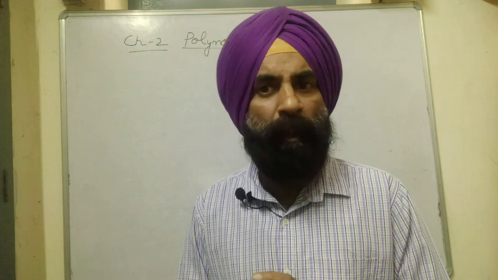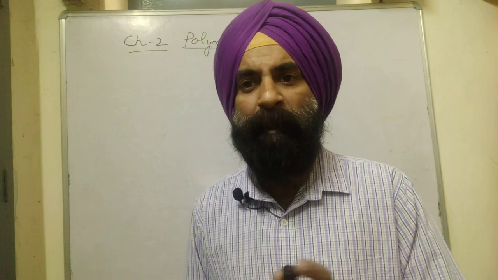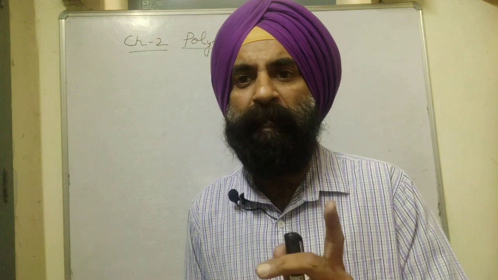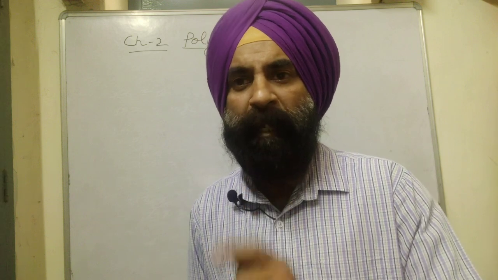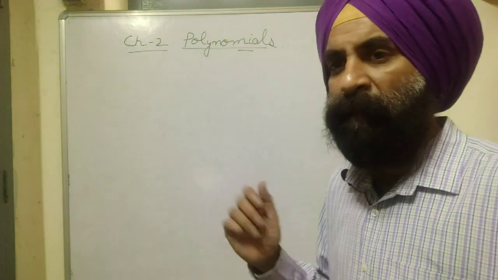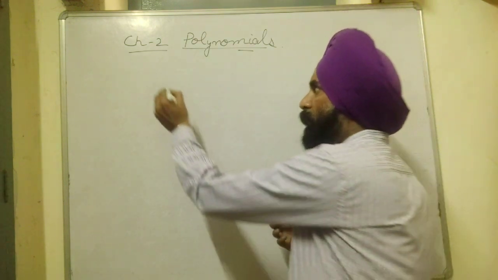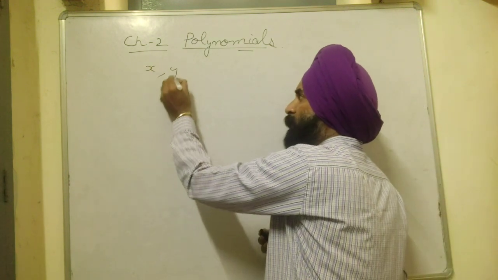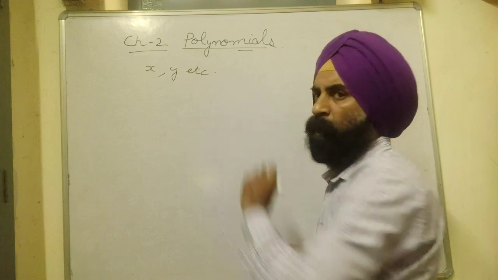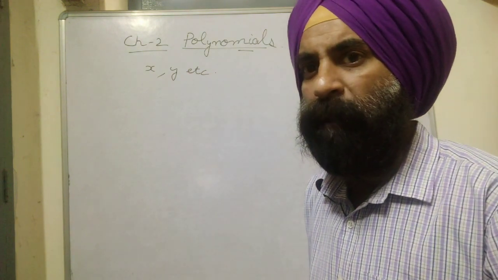When I say it is a whole number, it means that it can be 0, 1, 2, 3, 4 and so on, meaning it should not be a negative integer. So it cannot be rational or any other irrational power. Like I said, power of the variable. You all know variables are x, y, etc. The values which can change are called variables.